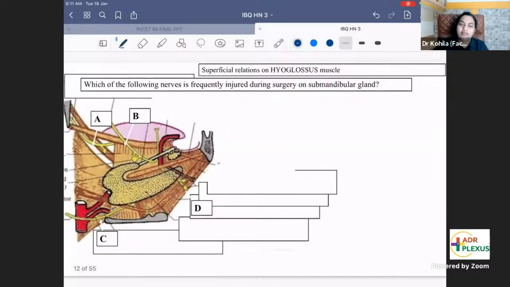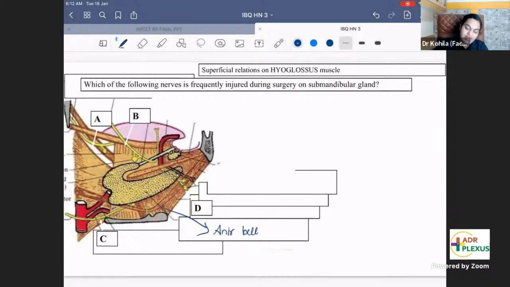Okay, this is another important image-based question. The superficial relations on hyoglossus. Now, which of this has been asked recently in your NEET-PG question? What you see here is again the muscles of the tongue with the relations on hyoglossus. Can we identify the muscles first? The question asked is, which of the following nerves is frequently injured during surgery on submandibular gland? Okay, A, B, C, D. First, we'll orient to the muscles in this picture. You'll tell me, okay, what is this muscle?